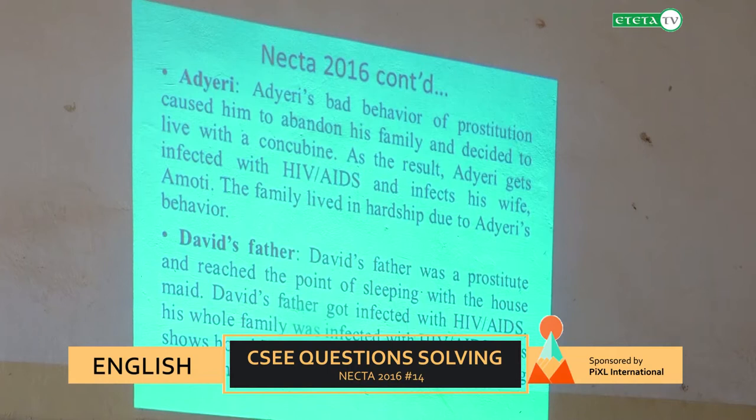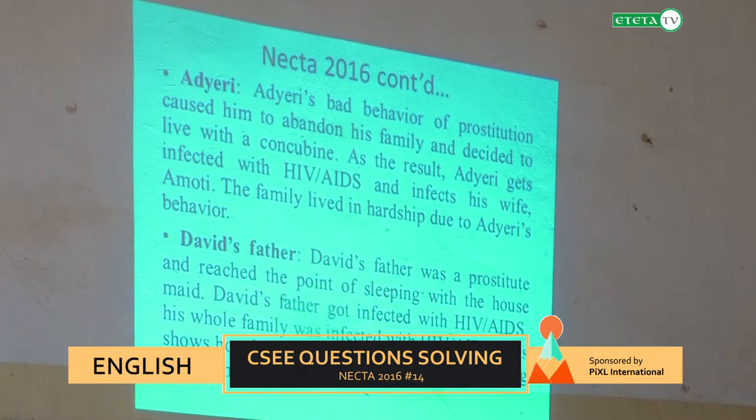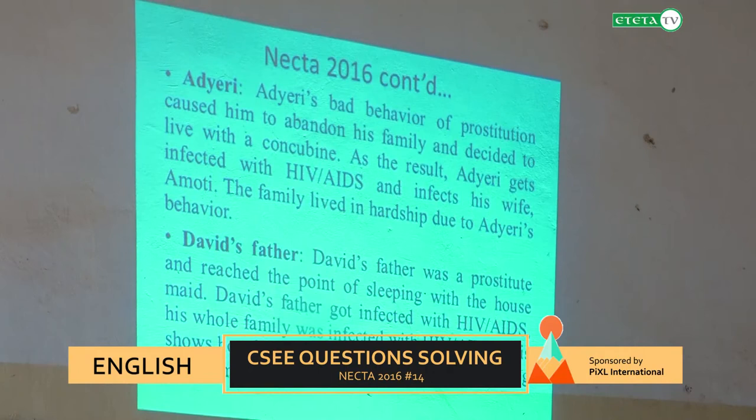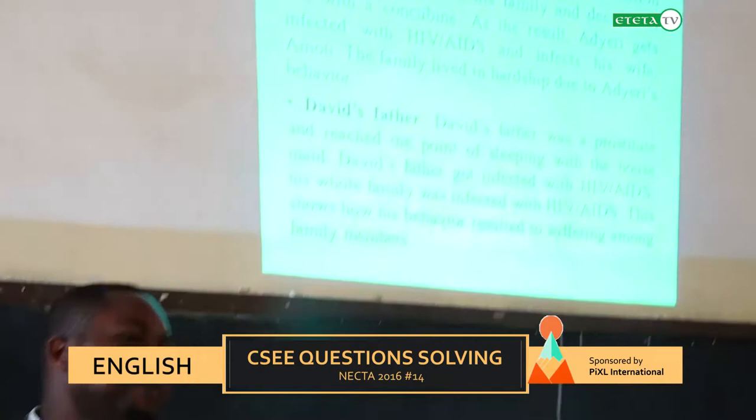David's father got infected with HIV AIDS, and his whole family was also infected because David also slept with the housemaid. Can you imagine? So the father was infected, like father, like son. The housemaid was also infected, and also those who maybe slept with the housemaid were affected. So the whole community got infected.